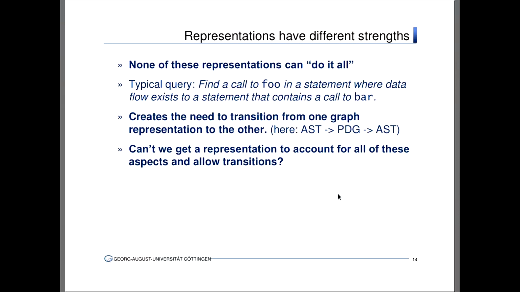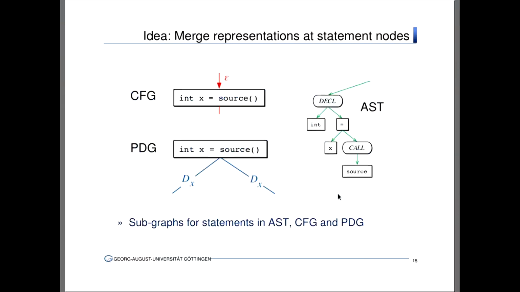And what we wanted to have is a representation that can do all of these things. The primary observation here is that in all of these representations, the CFG, the PDG, and the AST, for each of the statements, there's actually one designated node, right? So if you look at this int x equals source, there's one node in the CFG, there's another in the PDG, and also in the AST. Here it's just a declaration node. Of course, there are some nodes beneath that, but that doesn't matter.